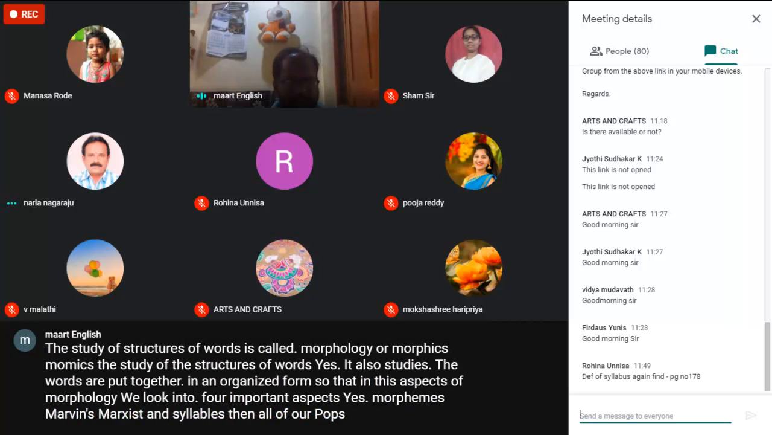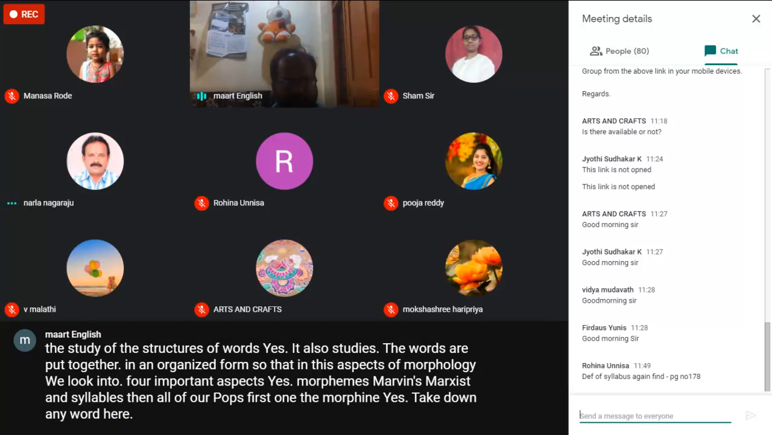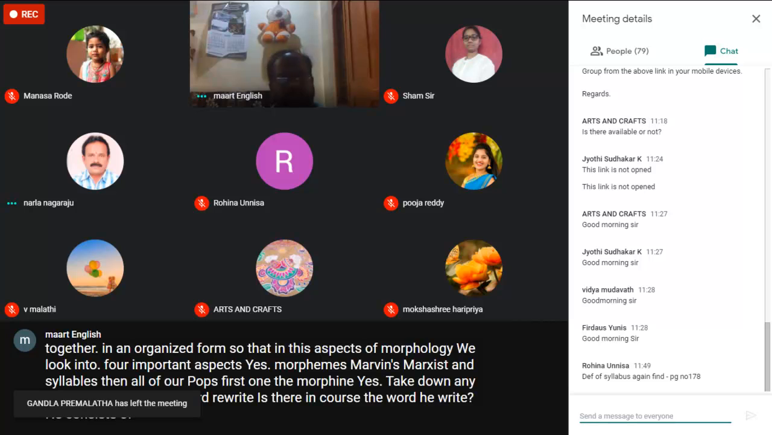First one, the morpheme. Take any word. Here, rewrite. The word rewrite is there in your course book. The word rewrite consists of 2 units: re, write.